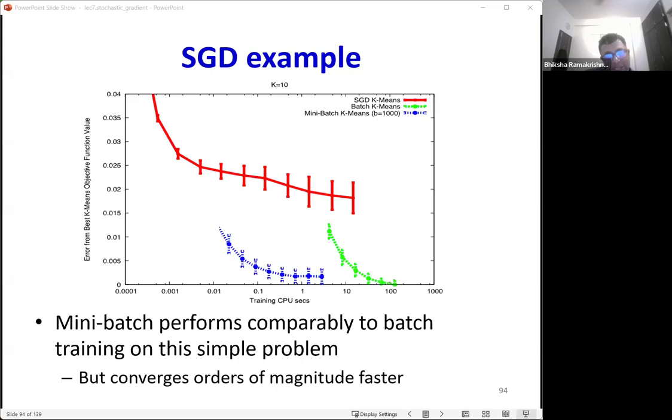Again, in the SGD case, the variance of your loss in each step is simply going to be the variance of the divergence. Whereas in the mini batch case, this is going to be the variance of the divergence over B. This 1 over B term is what increases the stability of the loss across iterations.